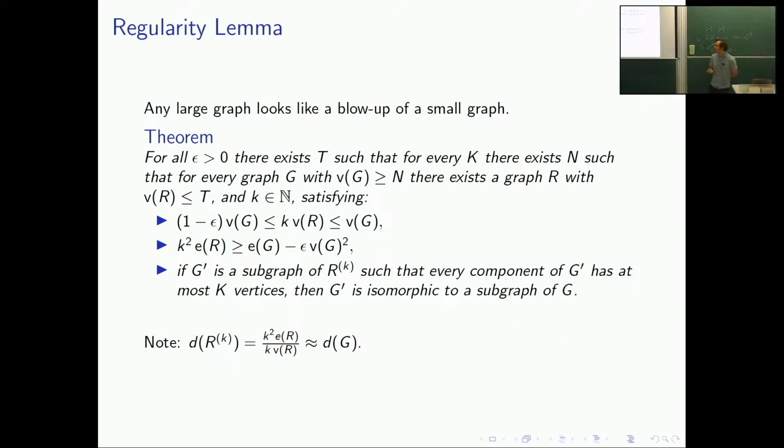So if we're only looking at subgraphs which have small component size, then all of the subgraphs satisfying that condition for the kth blow-up of R are also subgraphs of G. So that's nice. And so this second condition basically guarantees that the density of the kth blow-up of R is approximately equal to the density of G. And that's why we need the second condition. Okay.